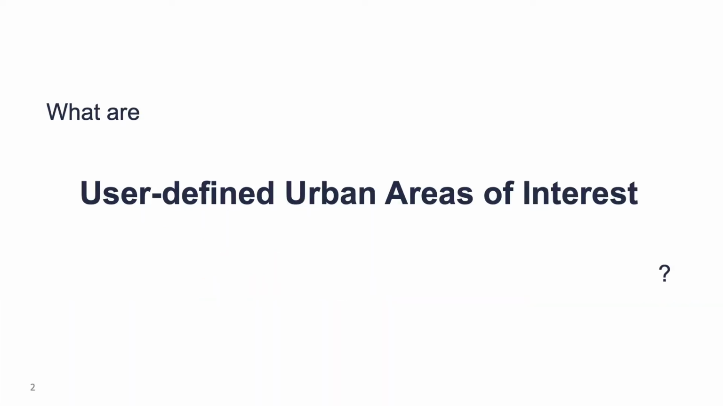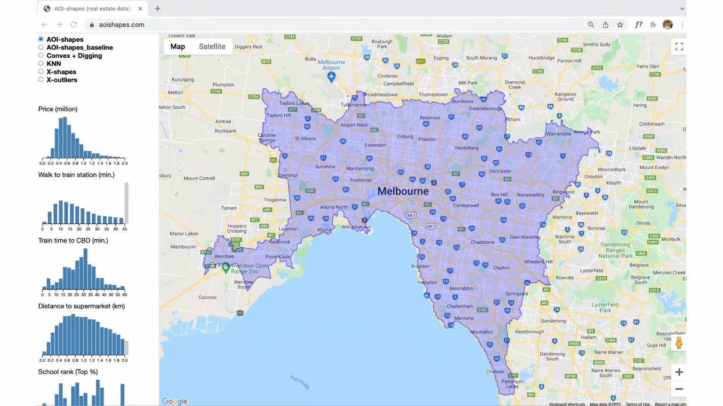I guess the first question that you might have is, what are user-defined urban areas of interest? We implemented a system to demonstrate this based on real estate data in Melbourne. On the left side of the screen, the user can define a query, and the area that satisfies the user query will be shown on the map on the right side of the screen.